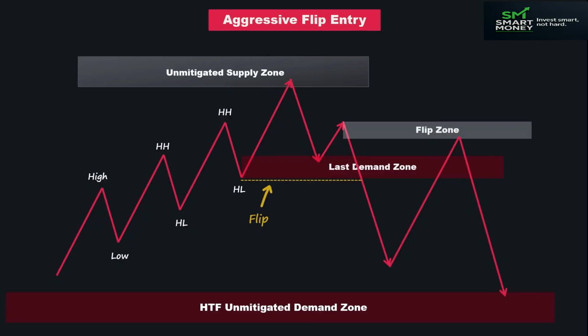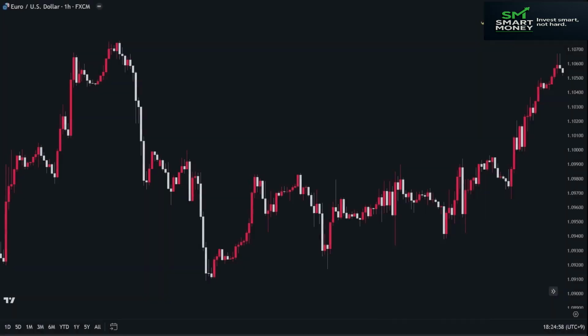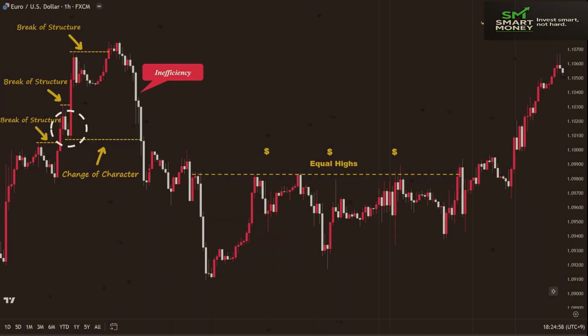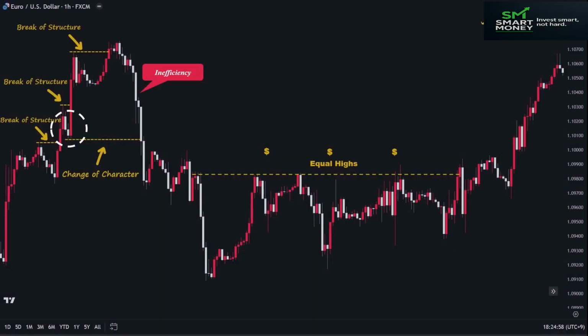Let's now apply these steps to a real price chart to see how this strategy can be implemented effectively. So here we have the 1-hour timeframe chart of the euro-dollar. We can see that the price was in an uptrend, but then experienced a reversal to the downside. This created a change of character pattern as the price broke and closed below the most recent higher low. Within this context, we can identify a supply zone that is associated with this change of character wave. This supply zone has the potential to reverse the price and initiate a new downward movement.